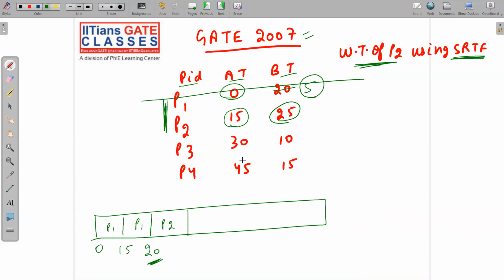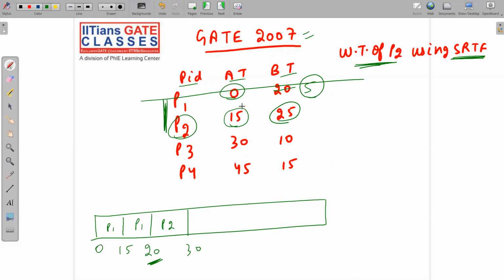Please try to concentrate here. If you have any doubt, please rewind the video and watch it again. I will not repeat it again and again. So P2 is coming into the picture. Why? Because after 20, P1 is over and at 30, P3 is coming into the picture. So obviously at 20, there is only one choice, that is P2. So I have to execute P2. Now till what time will I execute? Till 30, because at 30, P3 is coming into the picture.